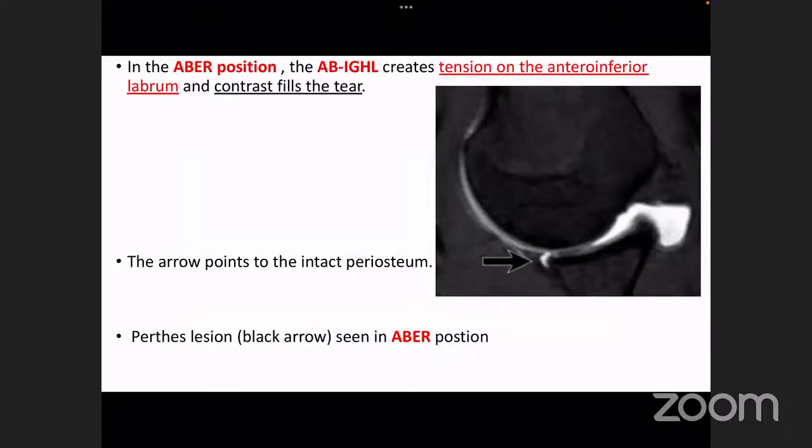So we prefer to diagnose this patient in a special position, the abduction external rotation position. The anterior band of the inferior glenohumeral ligament creates tension on the anterior inferior labrum, allowing the contrast to enter, as you saw by the arrow, which showed the intact periosteal sleeve. And the Perthes lesion is seen by the black arrow in the abduction external rotation position.